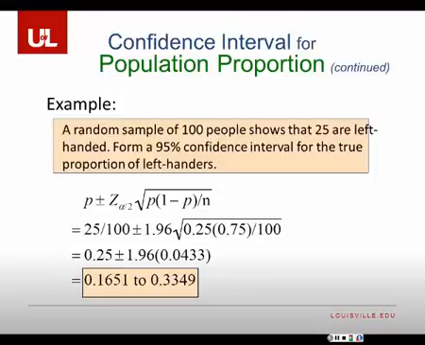Notice the steps are the same: point estimate, plus or minus, margin of error. Exactly the same. So when you're doing these problems, first you find the point estimate. Two, you calculate the standard error. Three, determine the confidence level. Four, find the critical value associated with that confidence level. And then just plug and chug.